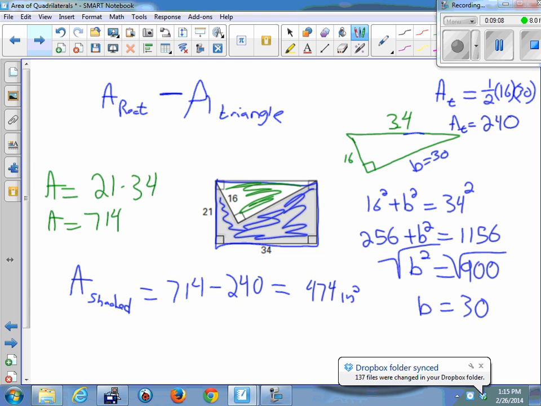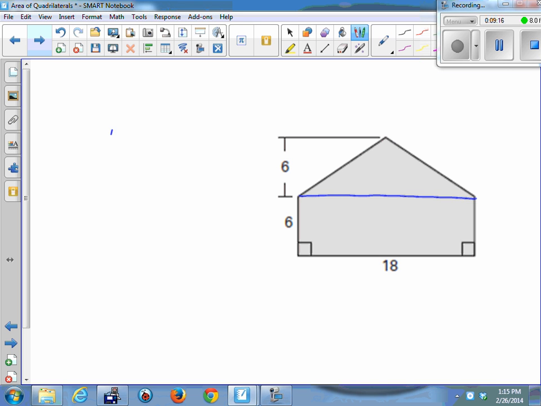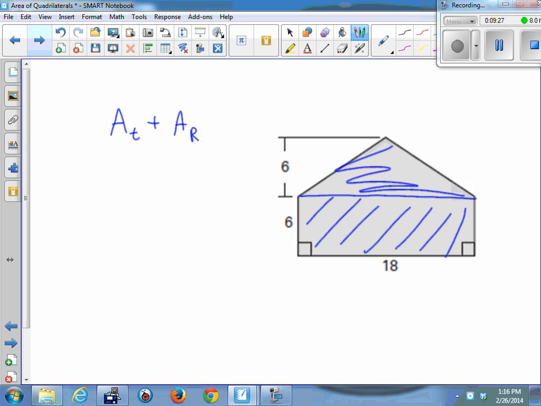All right, so they get a little more complicated. I'm just going to show you a few. All right, here you got to sometimes draw the line. So we draw the line. I then have area of my triangle plus the area of a rectangle. We have the triangle here. The rectangle is here. And you have to find all of those lengths.